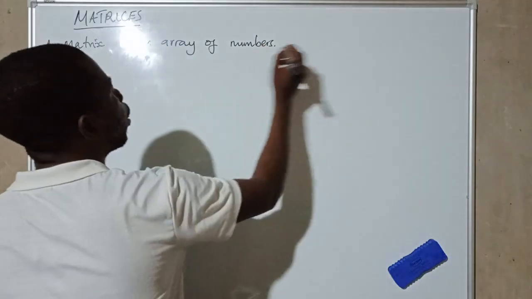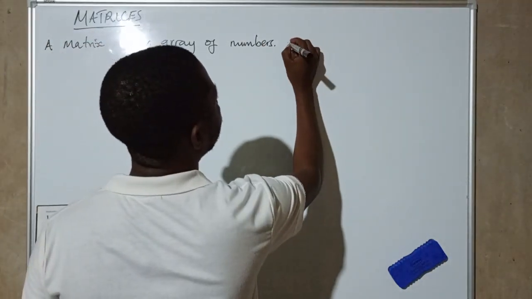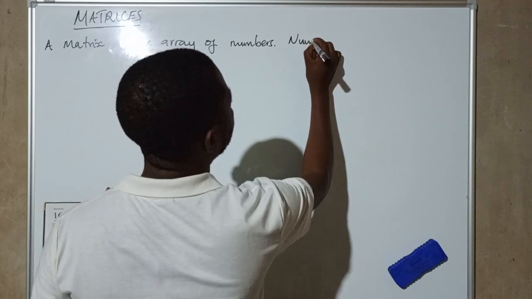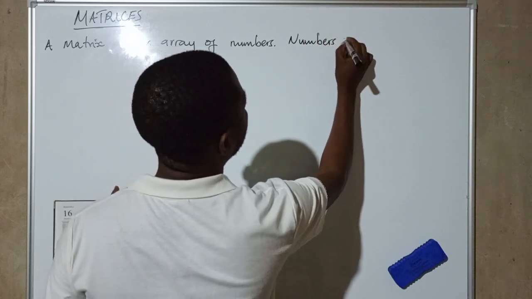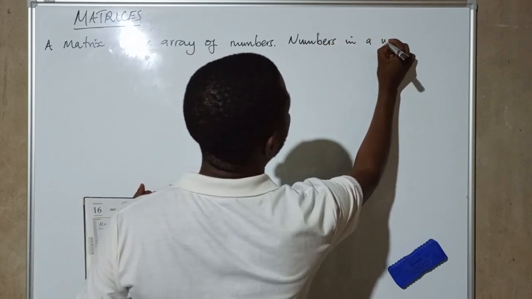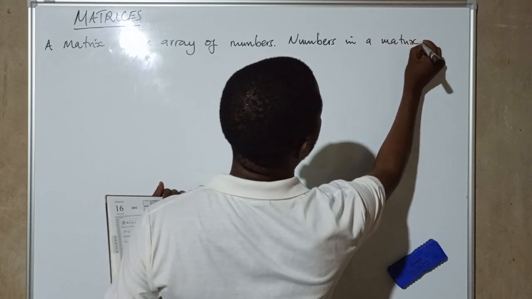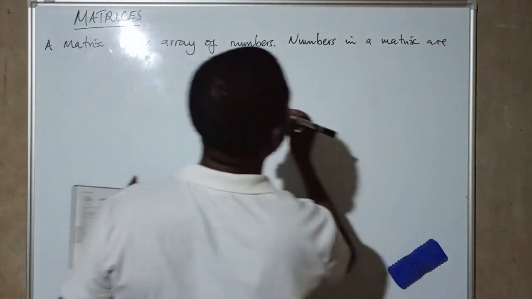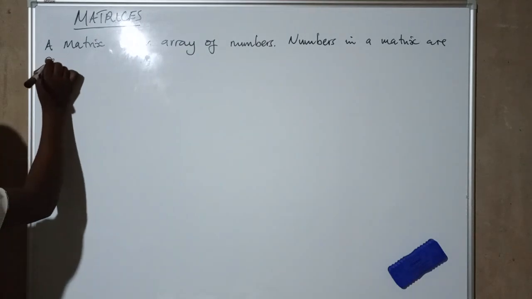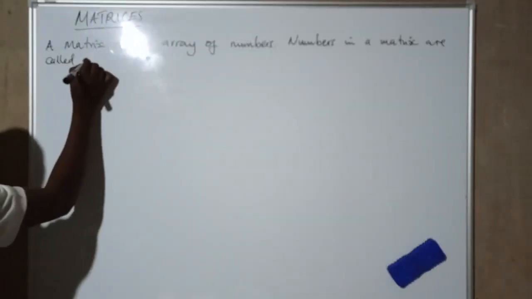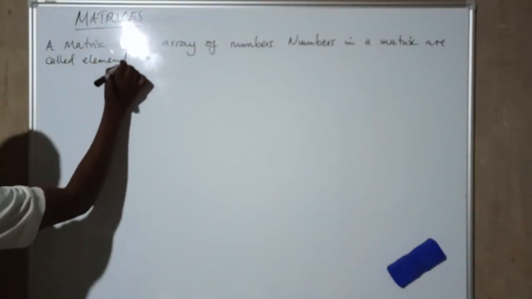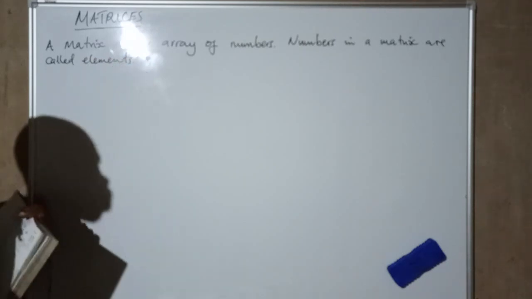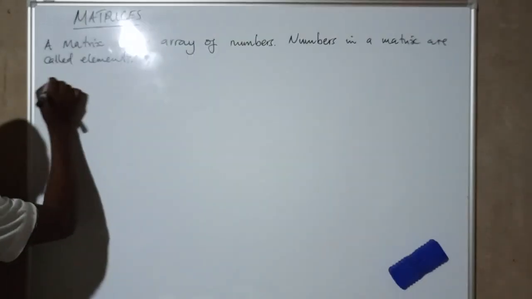Now, numbers in a matrix are called elements. So I'll give you an example.